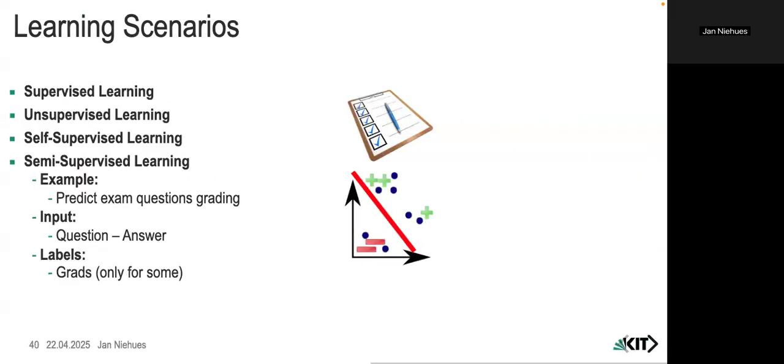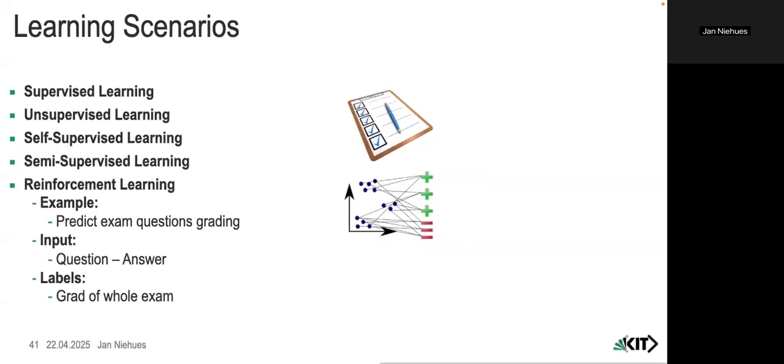Then there are also, of course, combinations of that. You can, for example, have semi-supervised learning, where you have questions and answers and grades for some, but not for all. What you then maybe can do is some type of mix of unsupervised and supervised learning. You learn that, oh, if these are similar and most of them are negative, then maybe all of them should be negative and so on. So there are dedicated methods for doing semi-supervised learning.